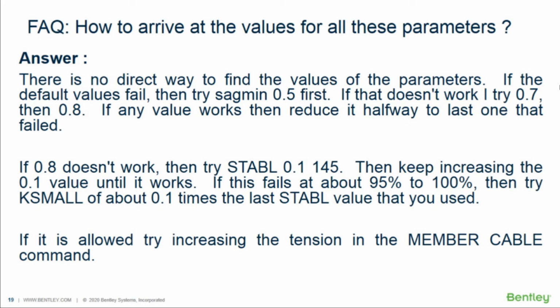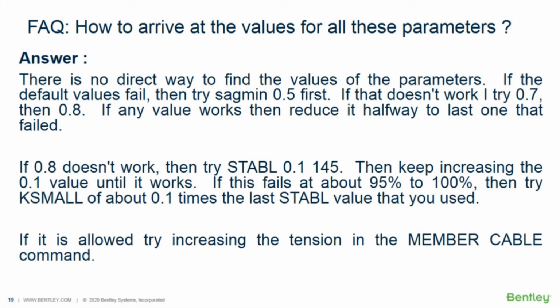Okay. It may sound a little bit confusing at this point of time. To make it simple, I would suggest you first try the default values of the perform cable analysis, and if the default values don't work, then start using the sag minimum parameter. Start with 0.5 until 0.9. If that doesn't work, in addition to the sag minimum parameter, start using the stability parameter from 0.1 to whatever value it works with 145 load steps. Most of the problems will get solved with the stability parameter and sag minimum parameter. With a little bit of experience, you can easily decide the values.